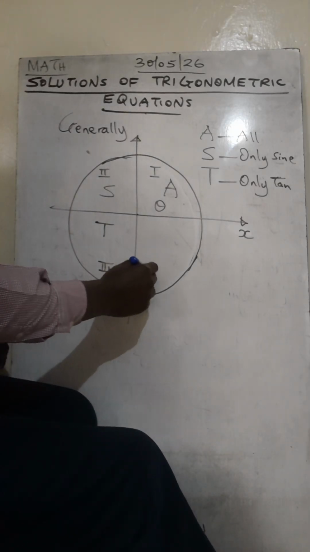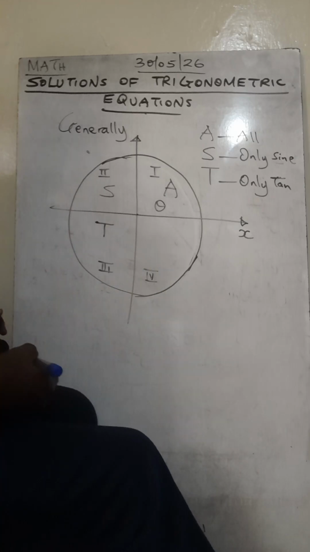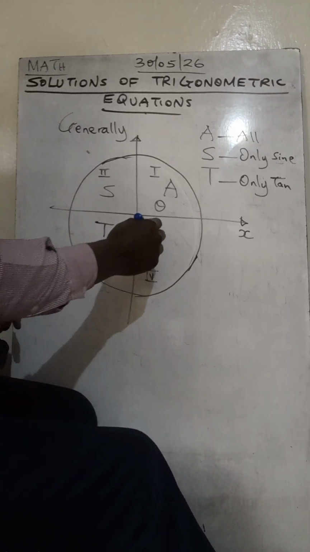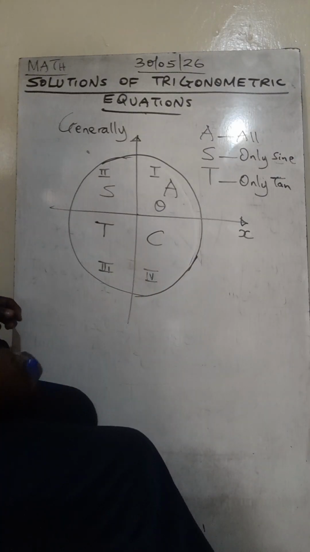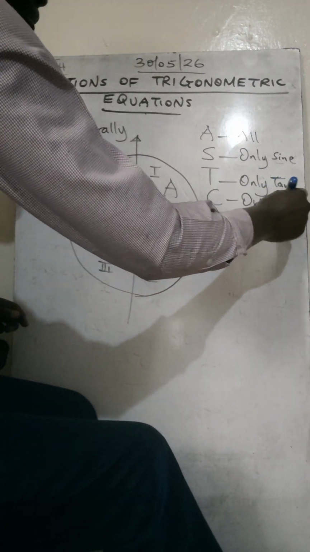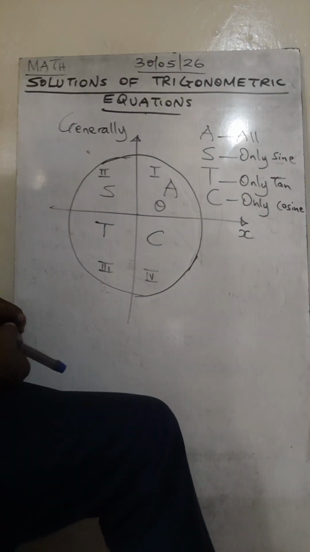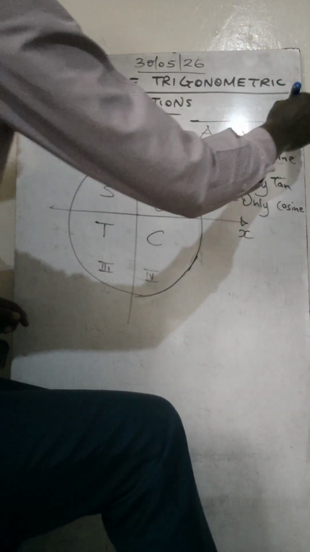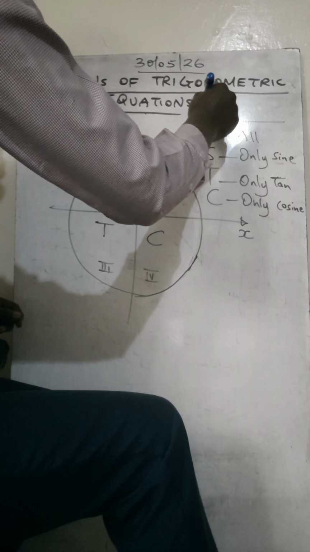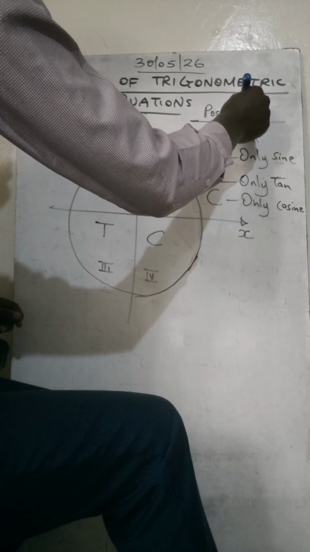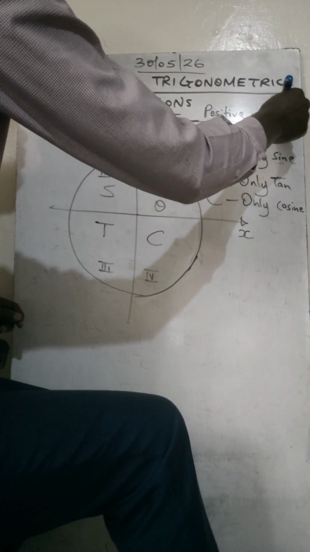And then in the fourth quadrant, we have established that only cosine is positive. Only cosine is positive. These are positive ratios.